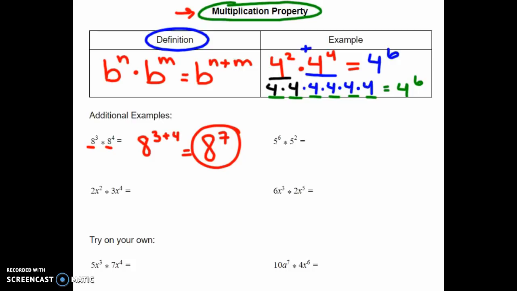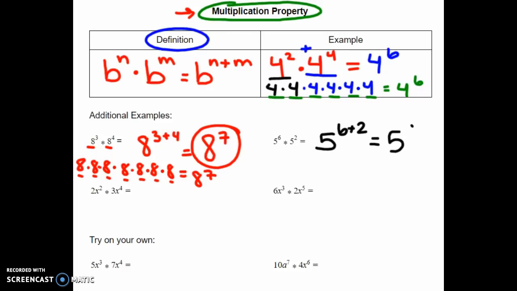Now again, we could write this out in expanded form. We could take 8 times 8 times 8, and then times 8 times 8 times 8 times 8 again. And we still get 1, 2, 3, 4, 5, 6, 7, 8 to the 7th power. Example 2. We have 5 to the 6th times 5 to the 2nd, same base, and I'm going to put 6 and 2 together, so I get 5 to the 8th power when I add them together.